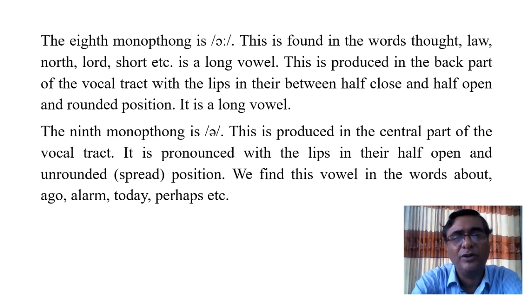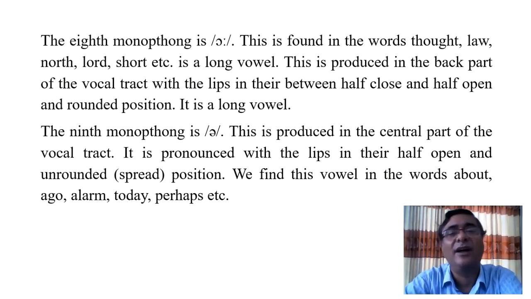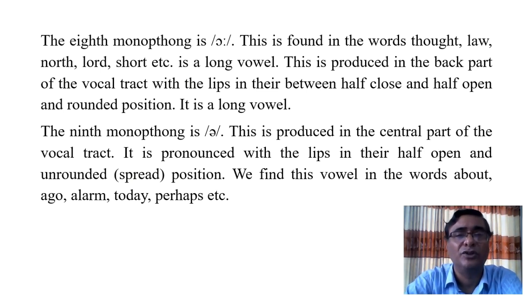The eighth monophthong is, I have already discussed and said the difference between this one and another one. This is found in words like thought, long, law, north, lord, short. It's a long vowel. This is produced in the back part of the vocal tract. I have already said that these are coming from the back part of the vocal tract. And it's between half closed and half open and rounded position.